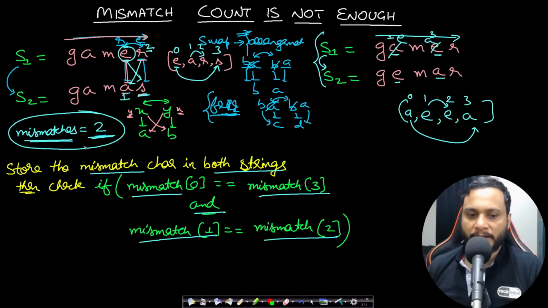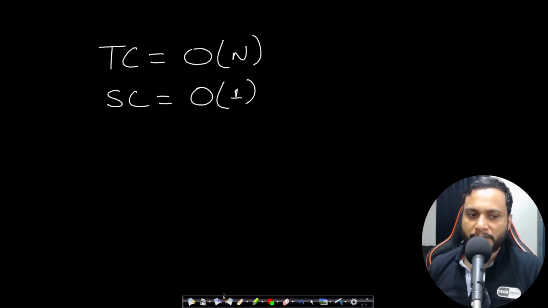not just by count but also by storing the mismatched characters. Now we will not be storing more than 2 mismatches, that means more than 4 characters, and therefore the space complexity is going to be order of 1. And the time complexity is order of n because we are parsing the entire string exactly one time. So I hope you have understood this. Let's now look at the code.